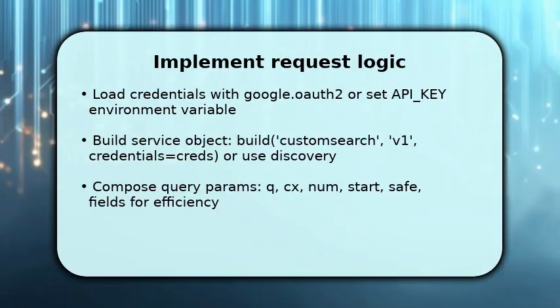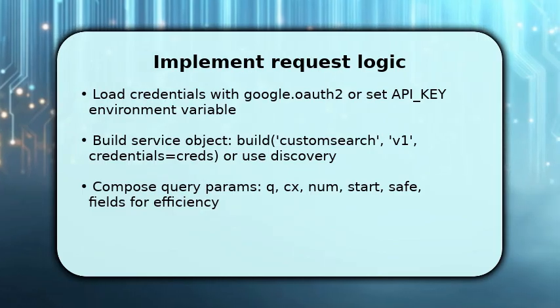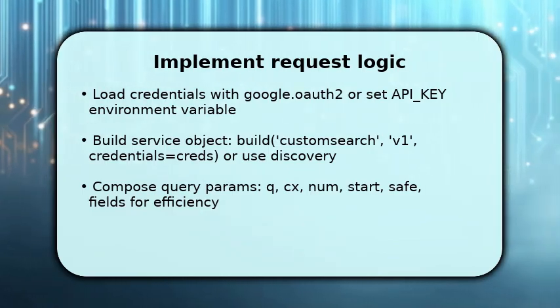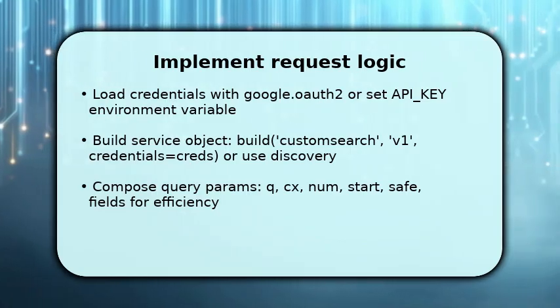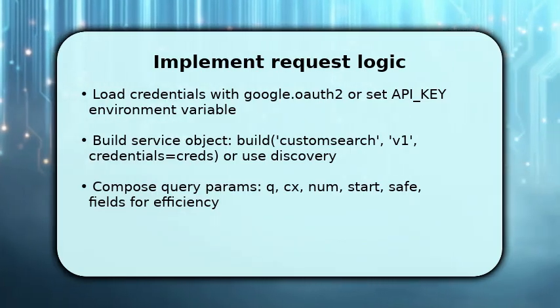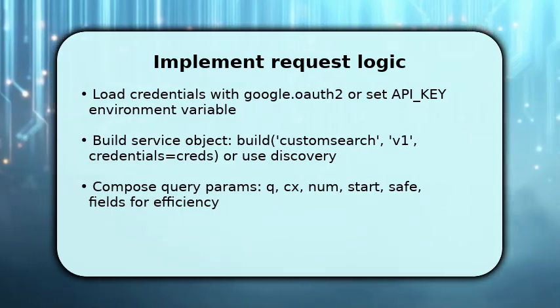You now implement the request flow and handle pagination. Load credentials from the JSON or from environment variables and instantiate the service object with build, customsearch v1. Then compose a concise query payload. Include q, cx (the search engine ID), num for batch size, and start for paging.